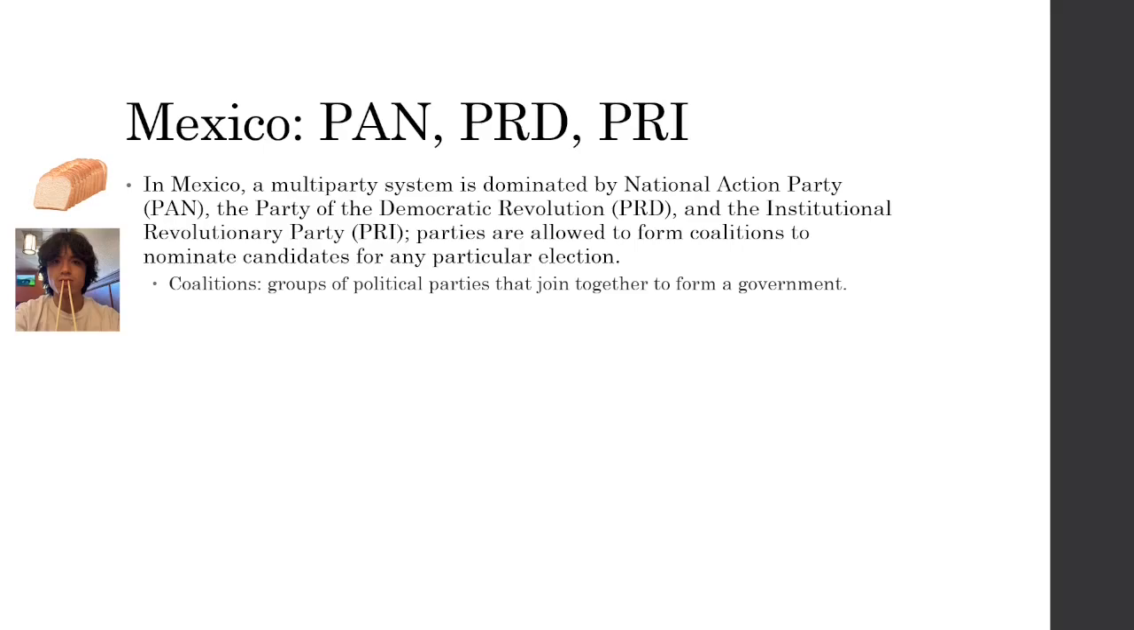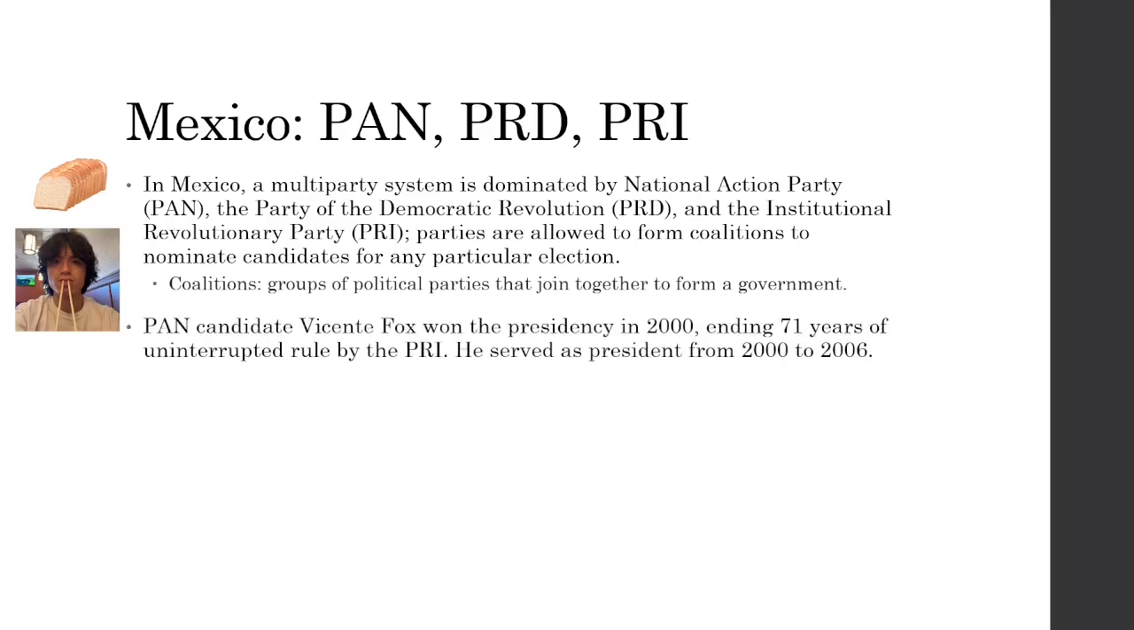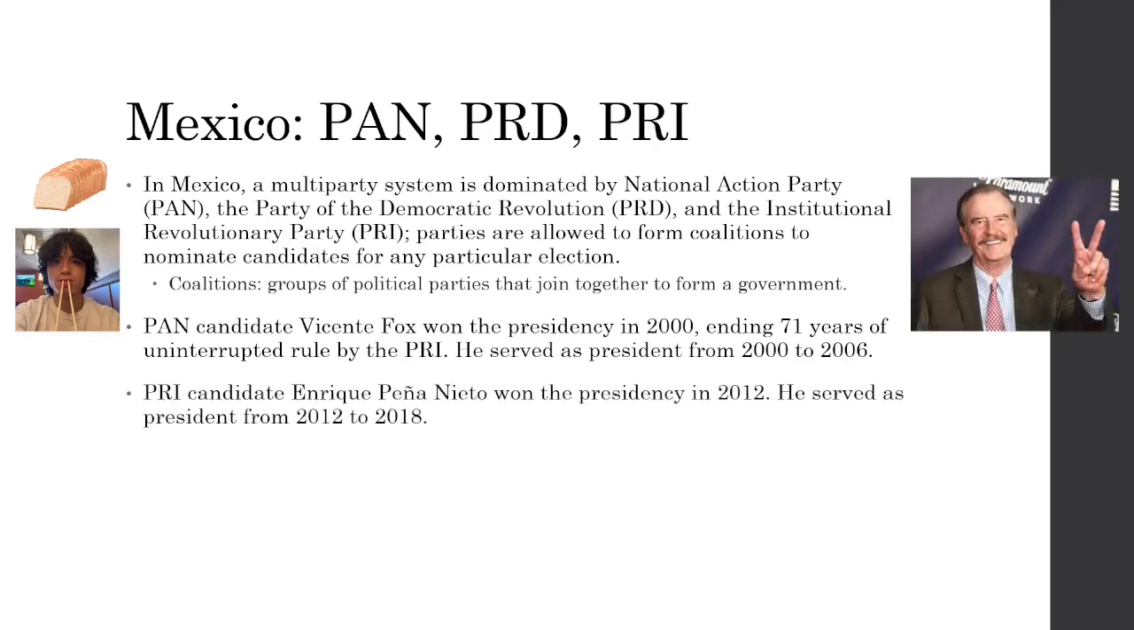What's a coalition? A coalition is a group of political parties that join together to form a government. That's all it is. So the PAN, National Action Party, it's backwards. PAN, National Action Party, it's kind of funny. The candidate, Mr. Fox, won the presidency in 2000, ending 71 years of uninterrupted rule of PRI. So PAN overtook PRI after 71 years. The bread is coming in, and he served as president for 6 years, because that's the term limit.